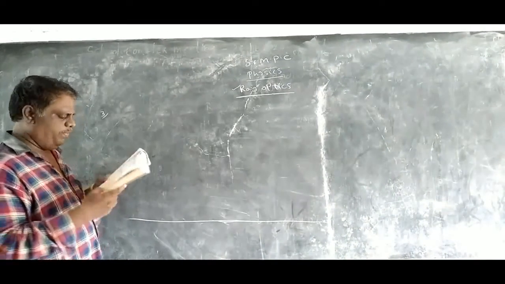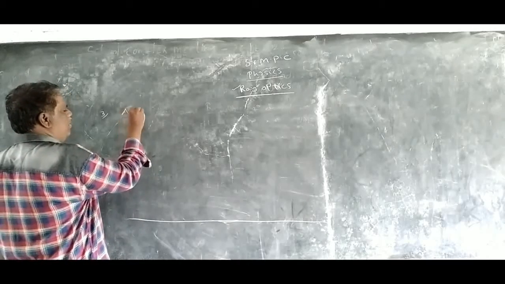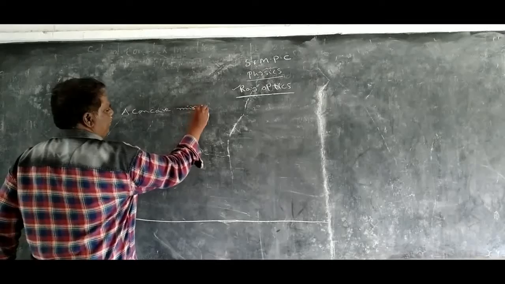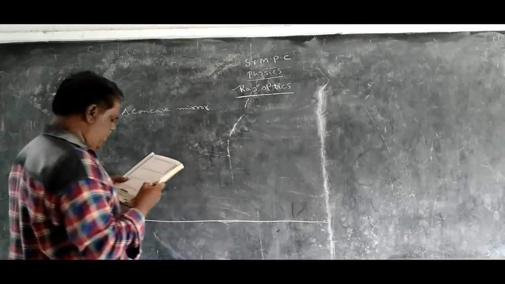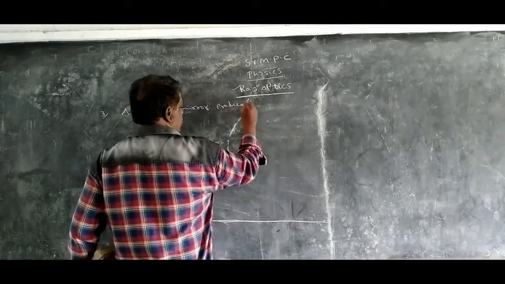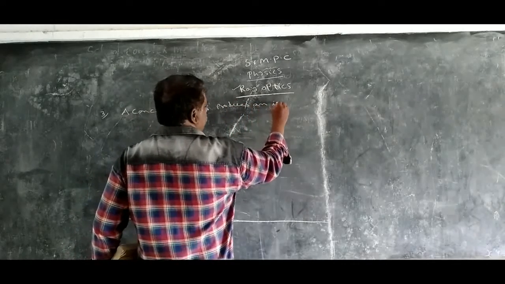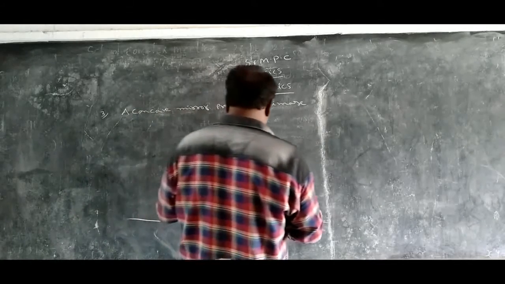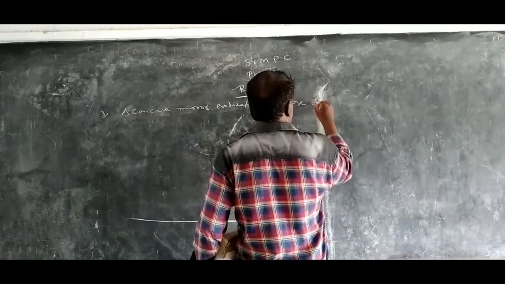Write down the next problem. A concave mirror. Note down the problem also. A concave mirror produces an image of a vertical pin.